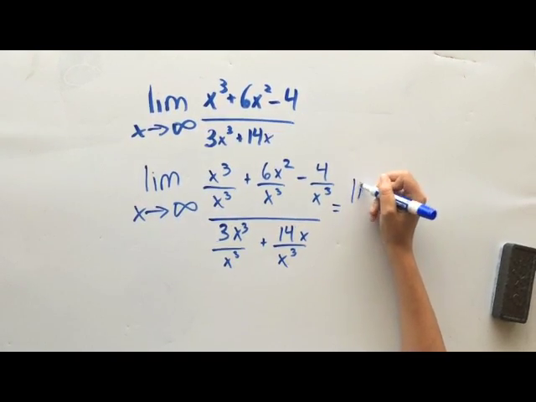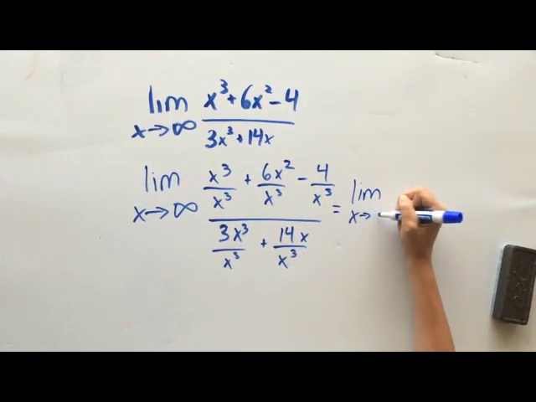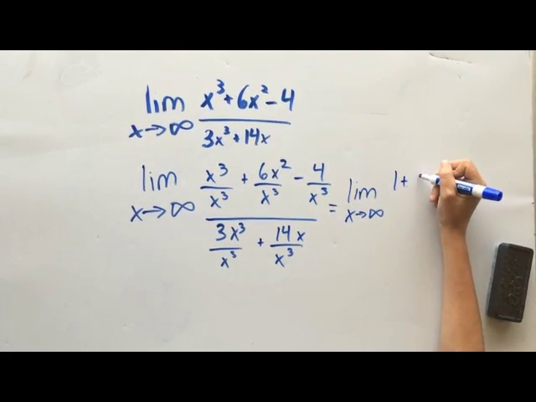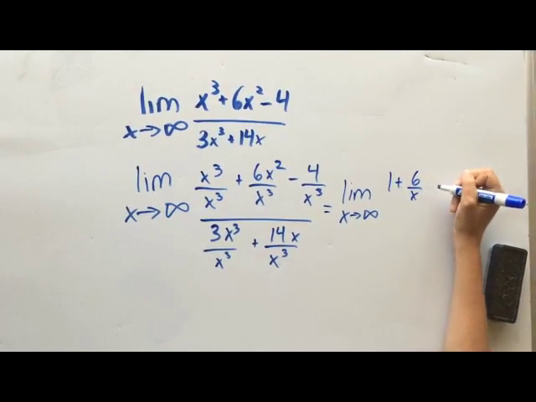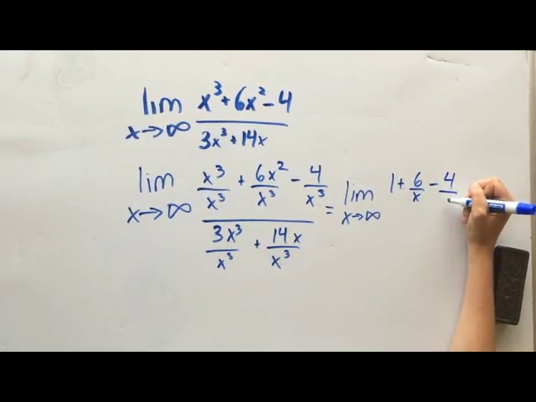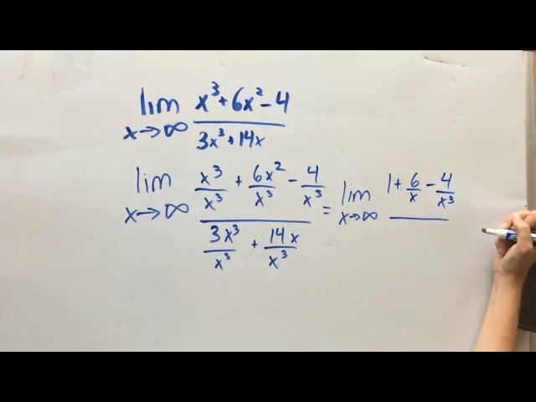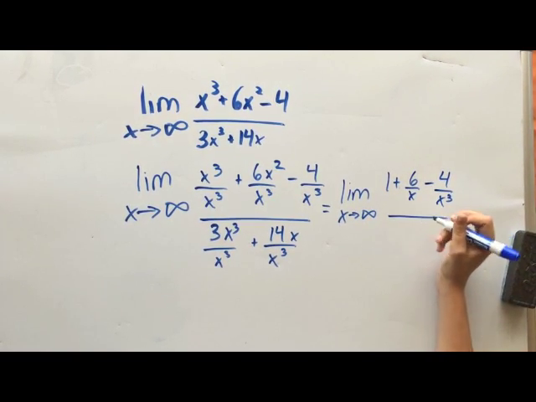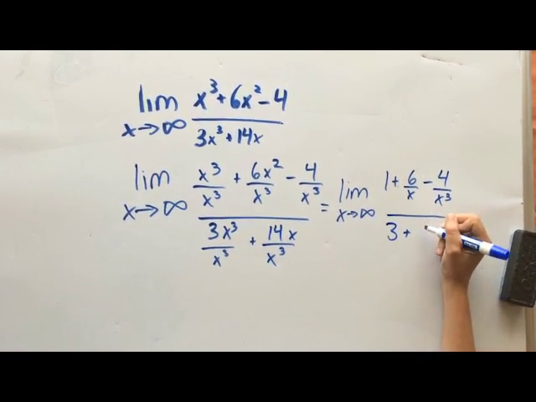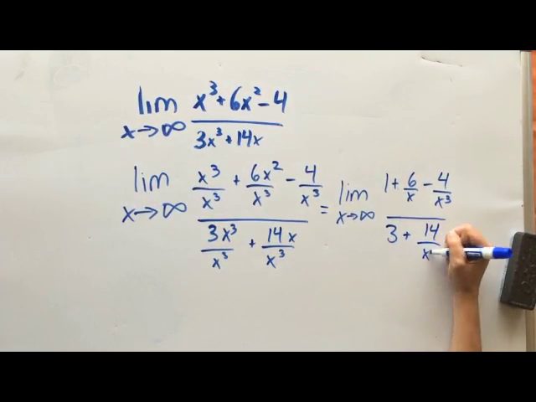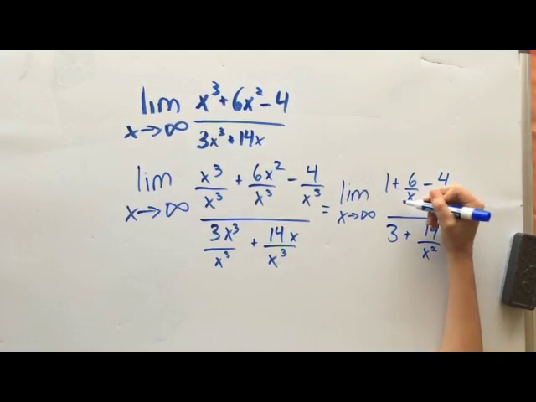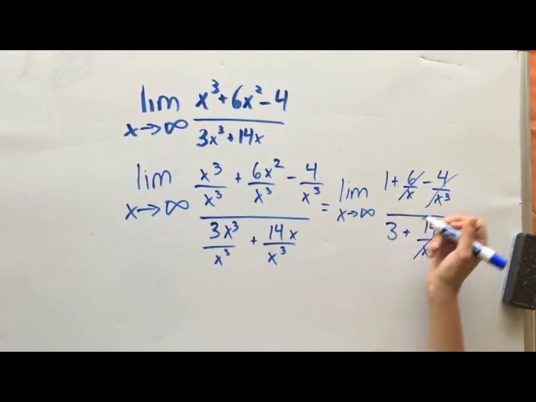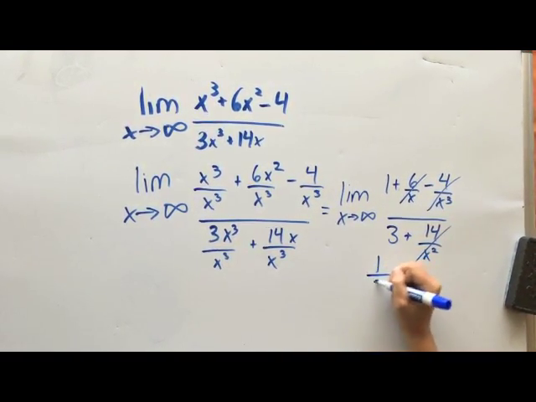So this becomes the limit as x approaches infinity of 1 plus 6 over x minus 4 over x cubed, all over 3 plus 14 over x squared. So these will go to 0 because of the rule I mentioned. So the limit of the function is 1/3.